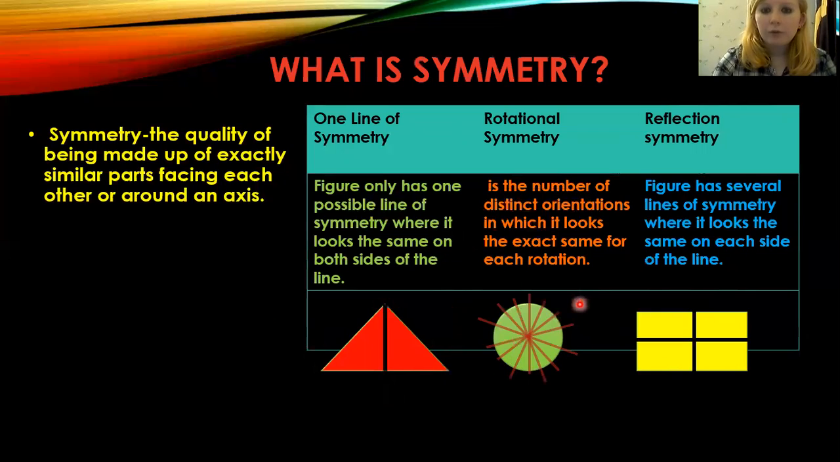So an example of rotational symmetry would be a circle. Anywhere you fold on these lines, it'll look exactly the same on each side of that line.